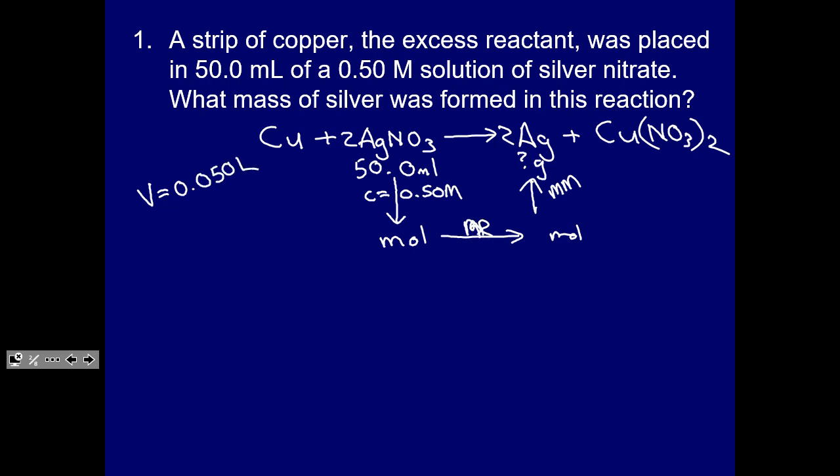Liters. C equals N over V. We want to find N. Put it in whatever triangle you want it to be. N equals C times V. 0.50 molarity times 0.050, and we're going to get a small number of moles. That's okay. We can leave it as a decimal number, or you could turn it into scientific notation if your calculator's in scientific notation. I really don't care.